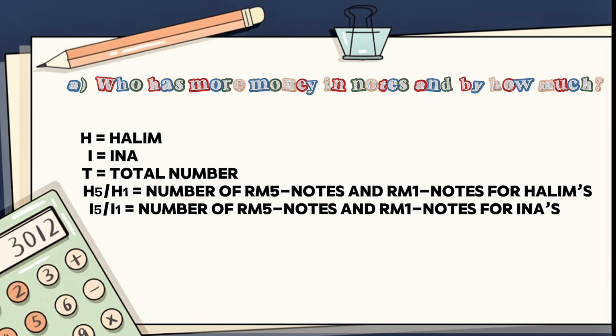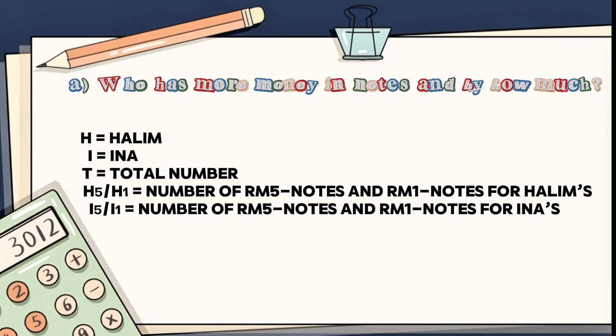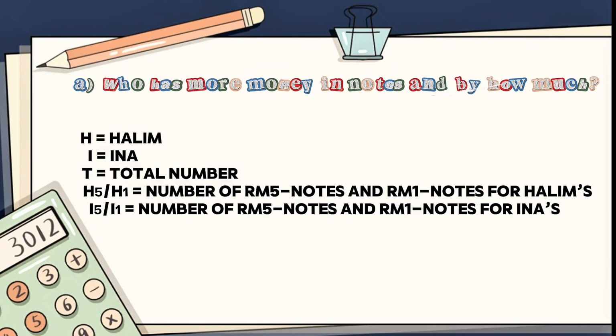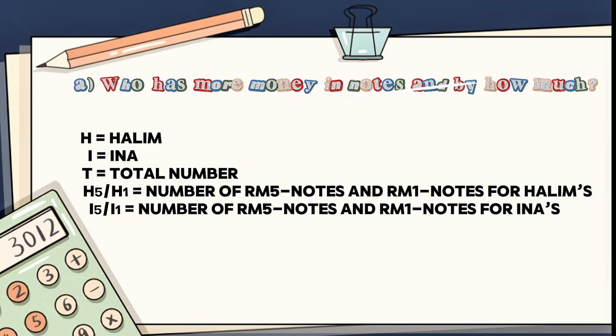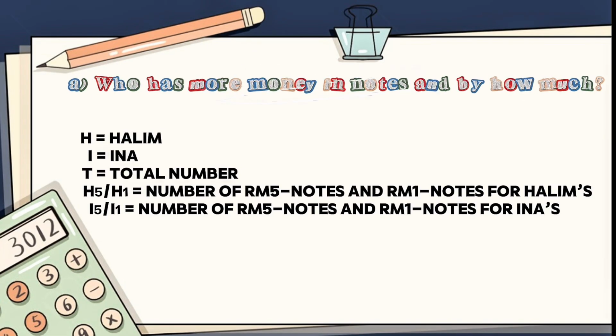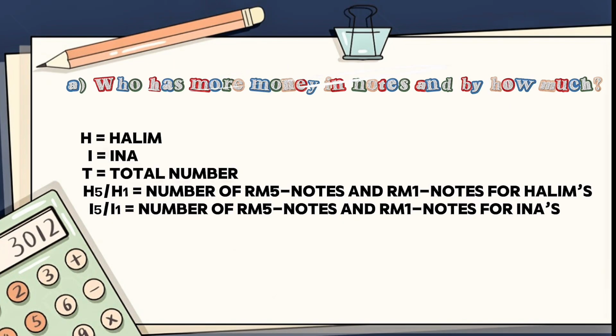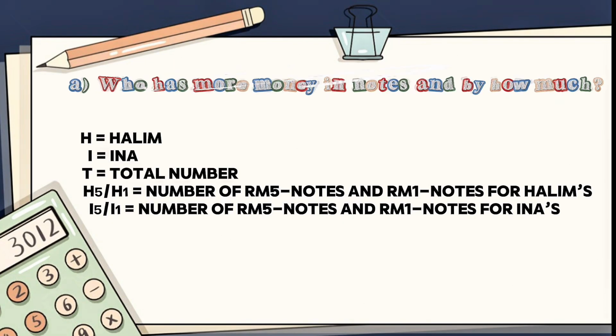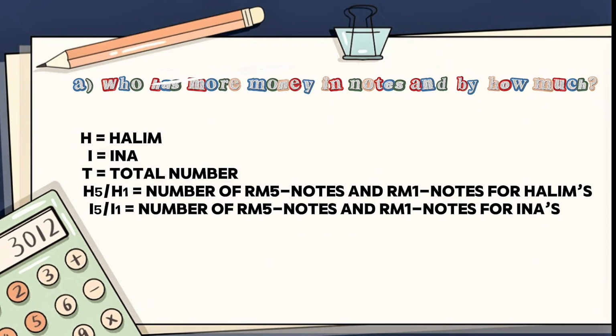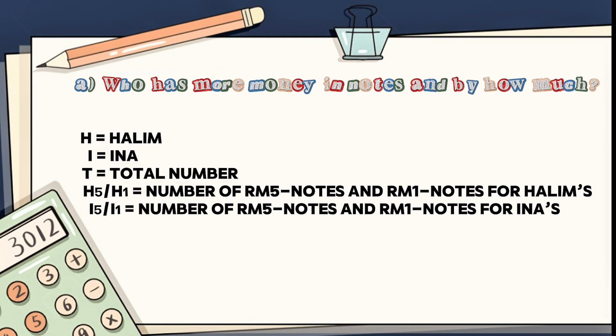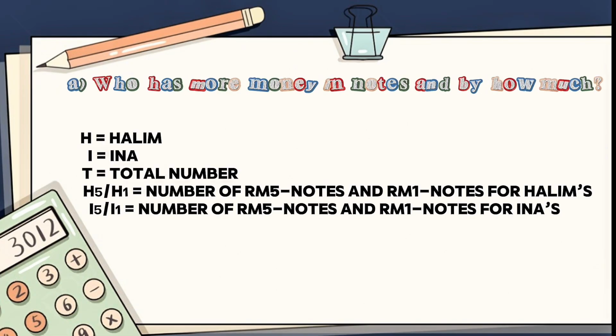Hi, good morning everyone. My name is Nur Akbar, and today I will be guiding you through the solution for part A of this question. Referring to the question given, let's assume that H is Halim, I is Ina, and T is the total number. We assume that H5 is the number of RM5 notes and H1 is the number of RM1 notes held by Halim. We also assume that I5 is the number of RM5 notes and I1 is the number of RM1 notes owned by Ina.